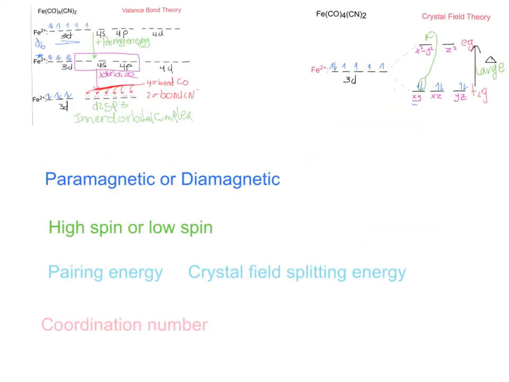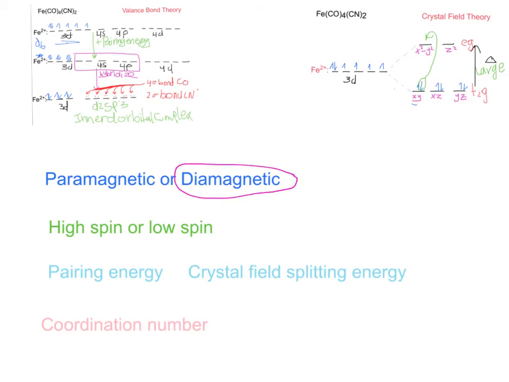Okay, and now after we draw the valence bond theory and the crystal field theory, let's go ahead and talk about some of the characteristics. Is this complex paramagnetic or diamagnetic? Paramagnetic means that there will be unpaired electrons. So if we take a look here at the valence bond theory, they're all paired. If we take a look over here as well, they're all paired. So it's diamagnetic.